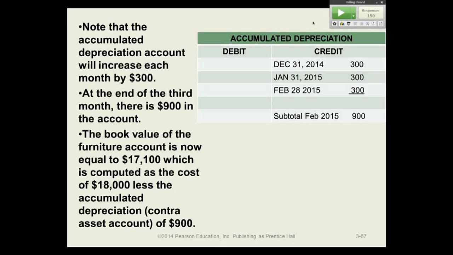Yeah, Amir? The balance sheet with the furniture, would it be 17.1 or just that? No, you'd see 2 accounts. So, right. So you'd see on the balance sheet, you'd see furniture, and then underneath that, accumulated. Okay? All right, now, let's just summarize this.